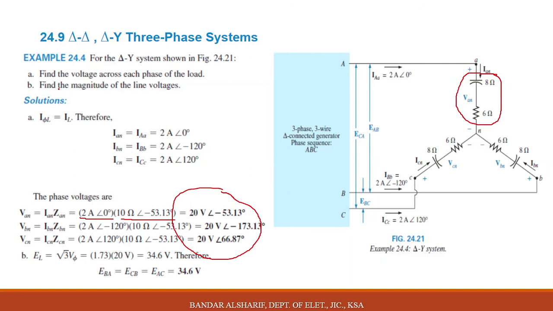Part B, find the magnitude of the line voltage. Since we have the magnitude here for the phase voltage and this is a Y system, we need to multiply it by root 3. 20 times root 3, you will get 34.6. This is the magnitude.